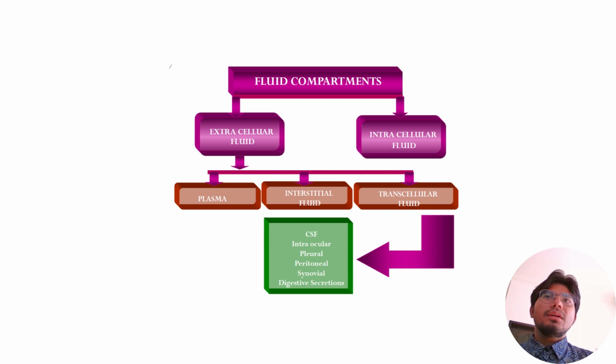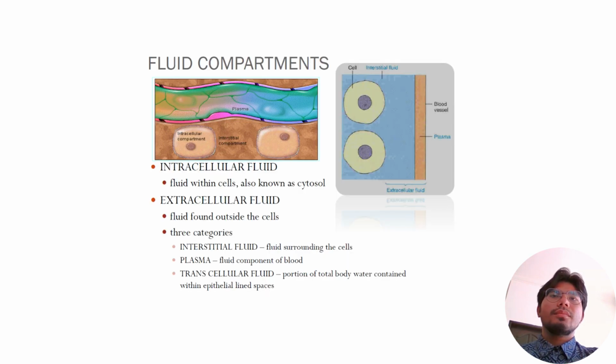In general, fluid compartments in the human body can be divided into two parts, extracellular fluids and intracellular fluids. The intracellular fluids, meaning it is inside a cell. So within a cell, there is a cytoplasm. This cytoplasm with the presence of fluids is known as cytosol. Next is extracellular fluids, whereby the fluids can be found outside the cells.